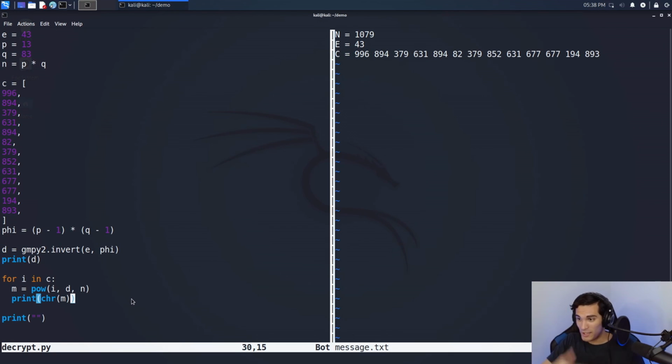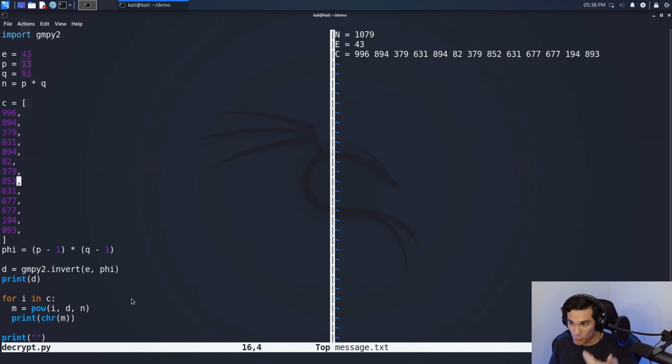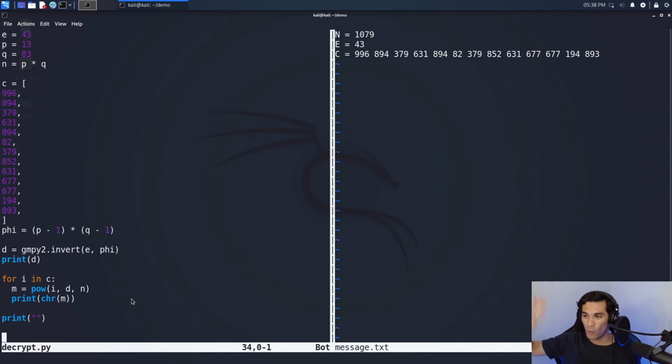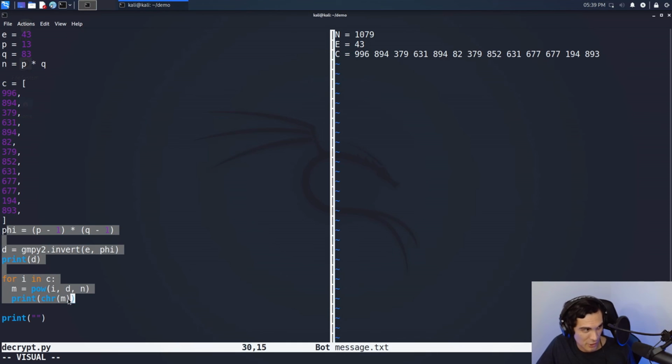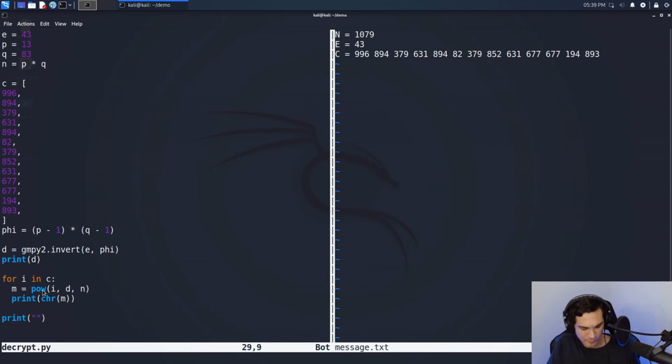If you need to pause and write all this down, feel free to do that. Take a screenshot. This isn't going anywhere. But this is a very, very simple script. It looks like a lot, but two-thirds of this script is just the values that I copied from the encrypted message that we were given. The only real code here is this section where we calculate this phi value, we calculate D using this invert function, and then we calculate the decrypted message M with the power function in Python.